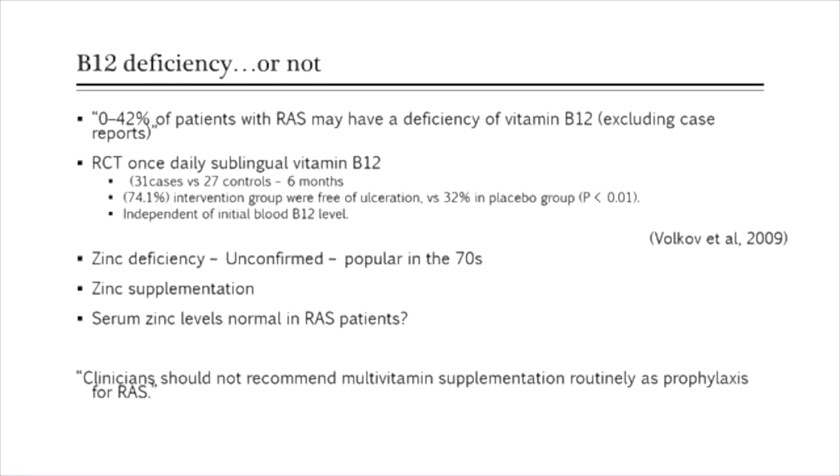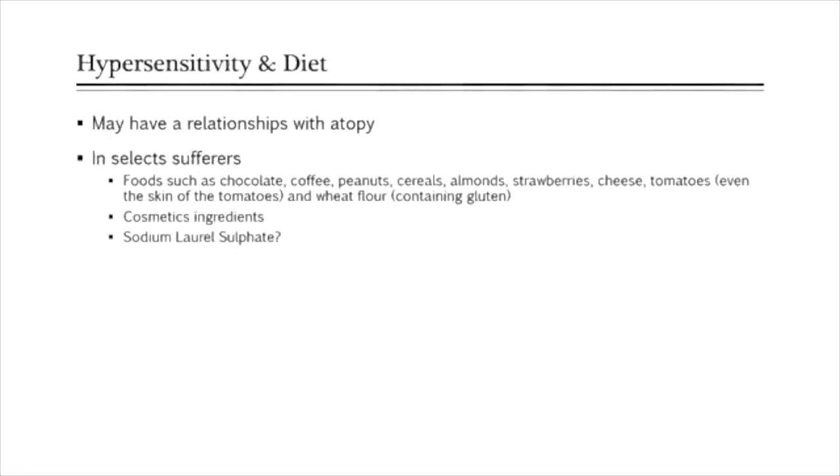Zinc deficiency was all the craze to be tested for in the 70s, and the problem with zinc testing also is that it's quite unstable in serum, so sometimes you're not getting a very proper measurement. It's actually a false low result. There has been a trial of multivitamins as prophylaxis for RAS, and there was no evidence behind that. So at the moment, we do not recommend taking multivitamins just because someone has RAS.